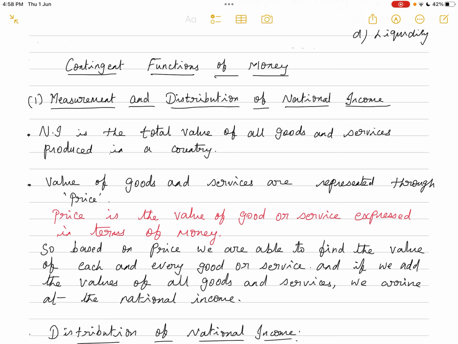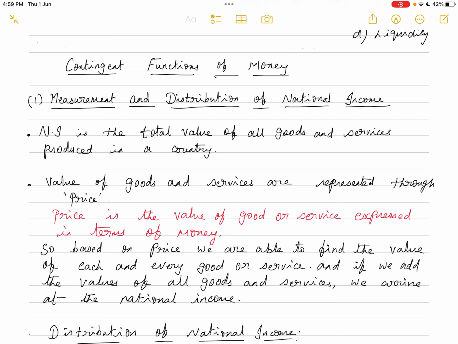The first contingent function of money is that money helps in the measurement and distribution of national income. Now what is the meaning of national income? National income is the total value of all goods and services produced in a country, isn't it? The volume of goods and services produced in a country is known as national income. We all know that. Now, how do we measure the value of goods and services? How is it possible for us to find out the value of each and every good and service? The value of goods and services is represented through price, isn't it?